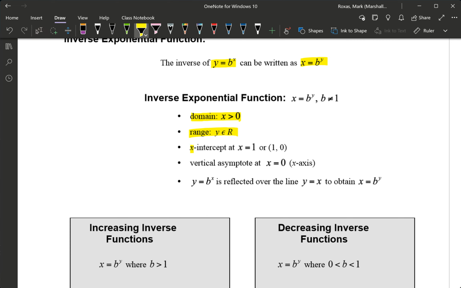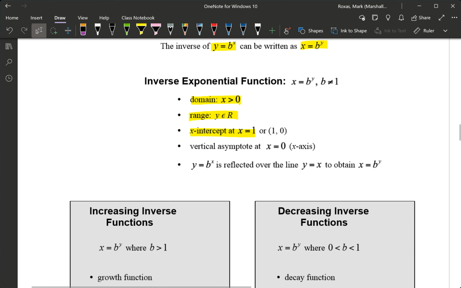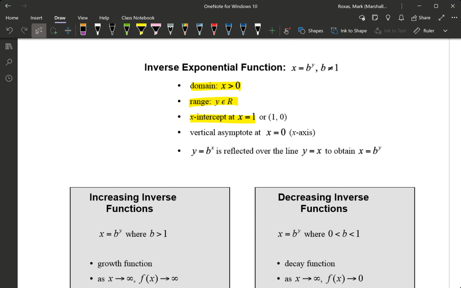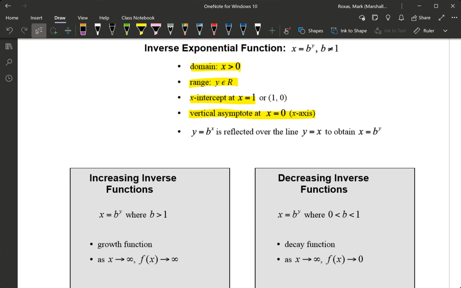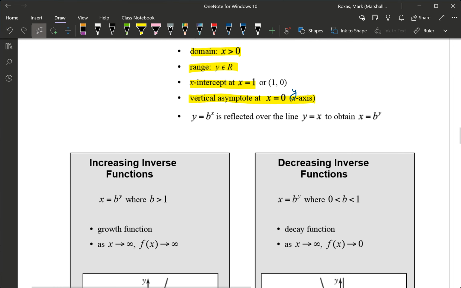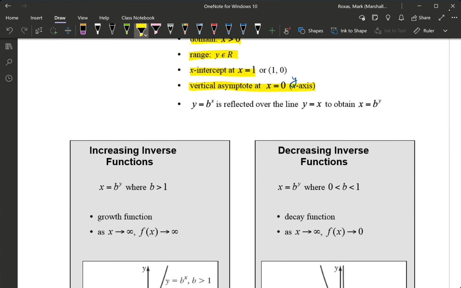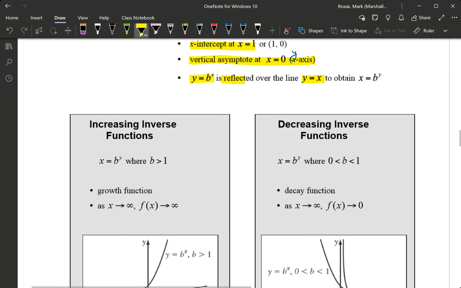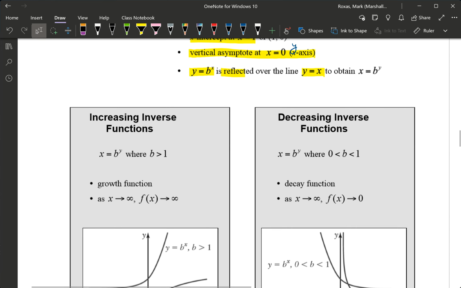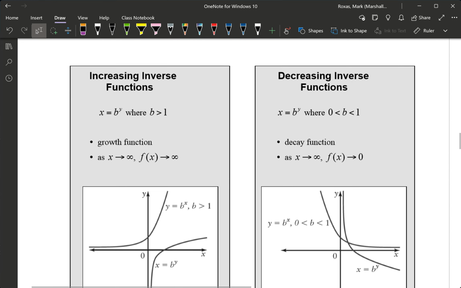The x-intercept, another property, is at x equals 1, and that's simply from the idea that this is a reflection of the exponential function. And instead of a horizontal asymptote, we're going to have a vertical asymptote at x equals 0. So I should say y-axis. And essentially what we're going to see is that the exponential function is just reflected over the line y equals x to obtain the inverse function, x equals b to the y.